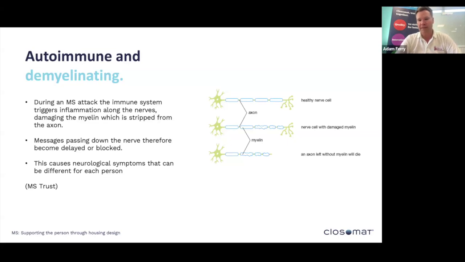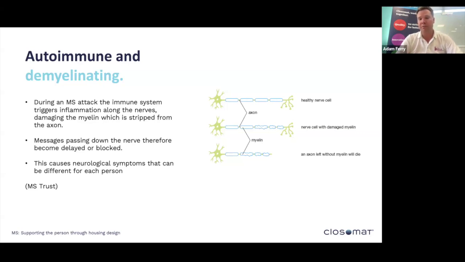Messages passing down the nerve therefore become delayed or blocked, and that causes neurological symptoms that can be different for each person. The image that I've used there, anyone who's on the webinar who either remembers, depending on when you trained, or was familiar with Huxley's sliding filament theory may appreciate that diagram, which I've taken from the MS Trust site.